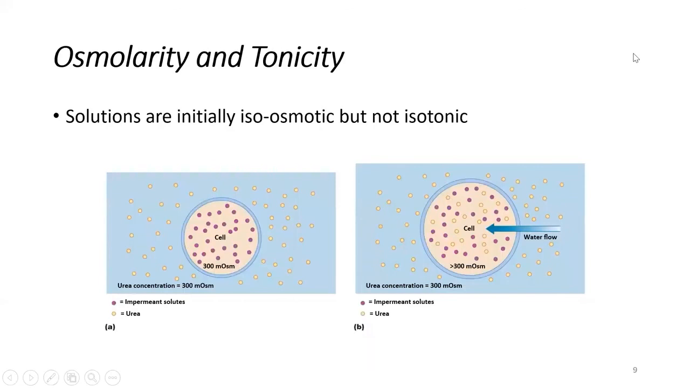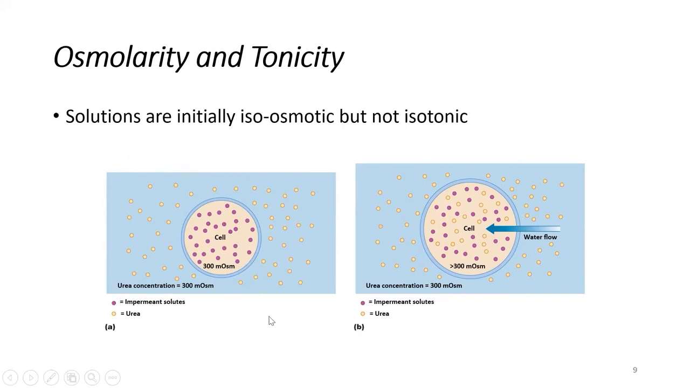To kind of drive home the point of osmolarity versus tonicity, let's talk about this solution here as an example. We can have a solution that is initially isoosmotic, but is not isotonic. And to kind of explain what that means, let's look at this example here. We've got a cell, and we've got 300 milliosmol as the internal osmolarity. We've got 300 milliosmol as the external osmolarity, so the solution in which that cell is suspended. And so we have an isoosmotic scenario happening here, right? We've got 300 inside and 300 outside.